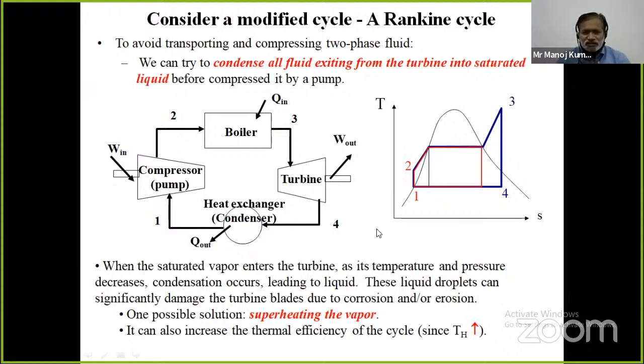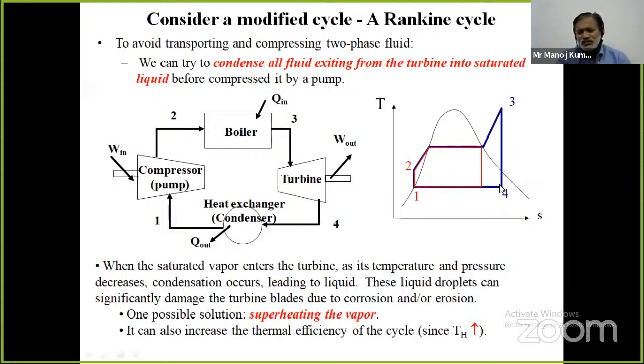So in the condenser, what will happen? The low pressure, low temperature steam enters the condenser, where it loses heat and condenses to saturated liquid. The steam is condensed to saturated liquid water at state 1, and this liquid water is again pumped to the boiler by process 1-2 by consuming some work, W pump. So therefore the cycle is completed.